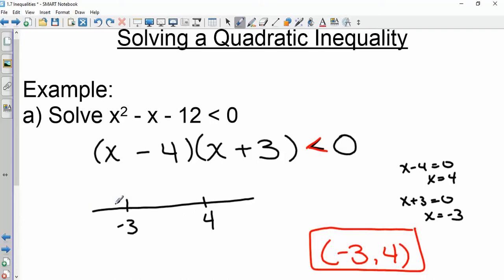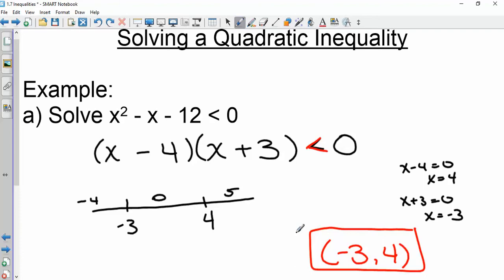The other option is to just pick a value for x. It has to be something smaller than -3, so maybe -4. We will need something in between -3 and 4, so maybe 0. And then something bigger than 4, like 5. So I just picked a number that fit in each region. Then you can plug these numbers in.